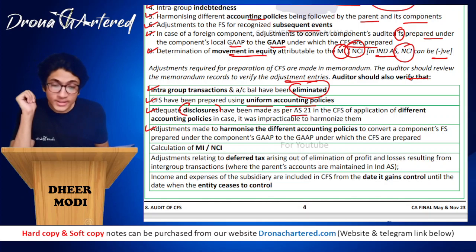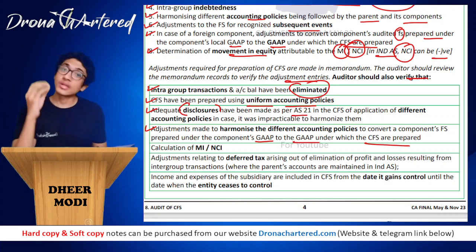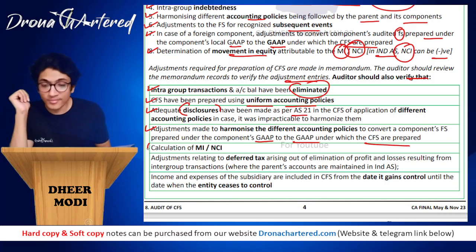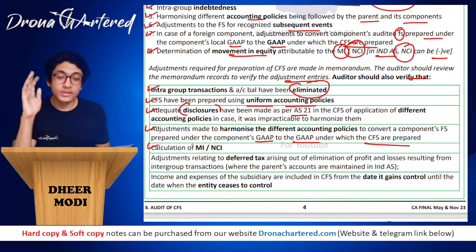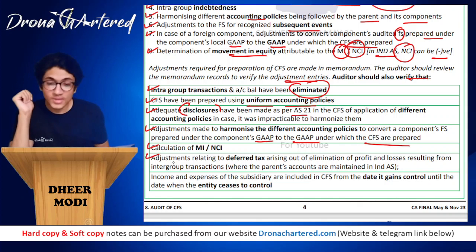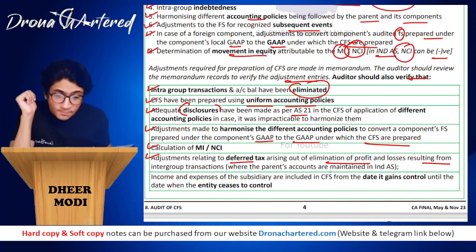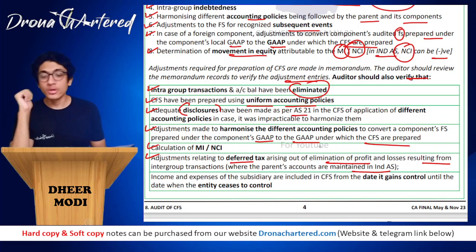Adjustments made to harmonize different accounting policies, to convert a component's financial statements prepared under the component's GAAP to the GAAP under which the CFS are prepared. This point we have done above. Calculation of your minority interest or non-controlling interest. Adjustments relating to deferred tax arising out of elimination of profit resulting from intragroup transactions, where the parent's accounts are maintained in Ind AS.